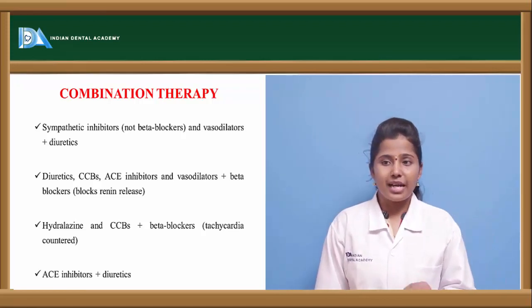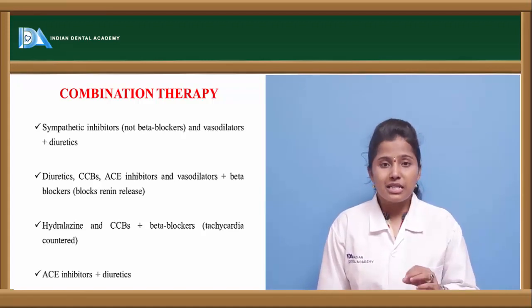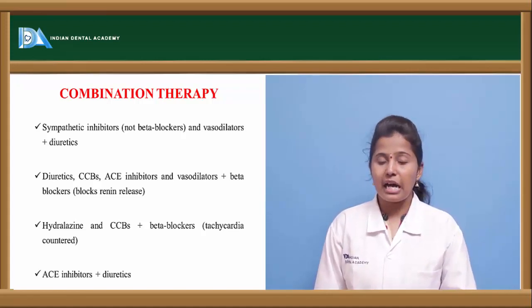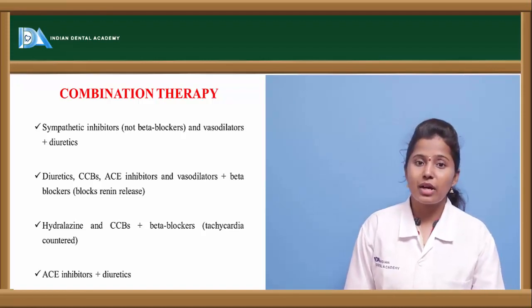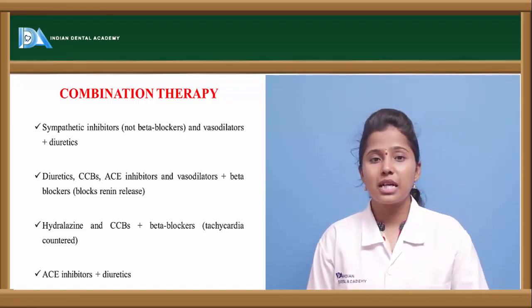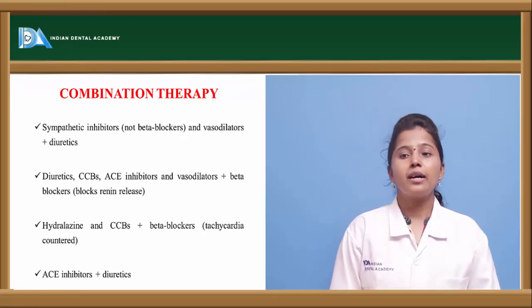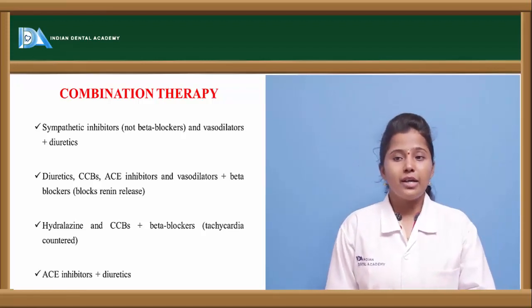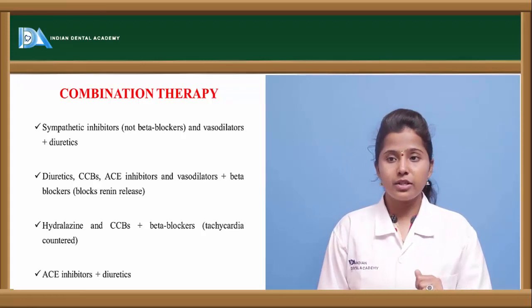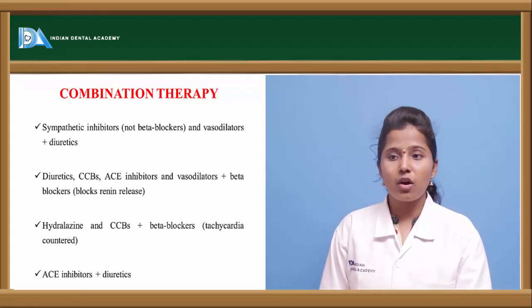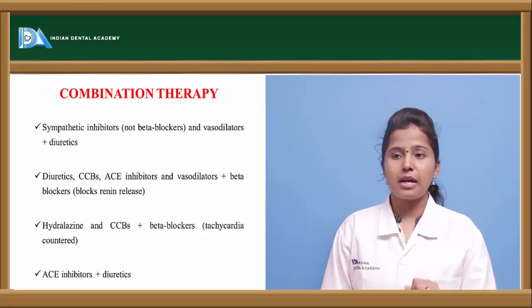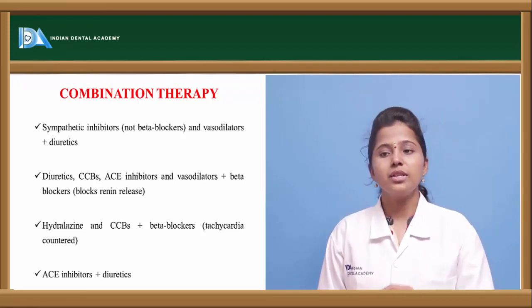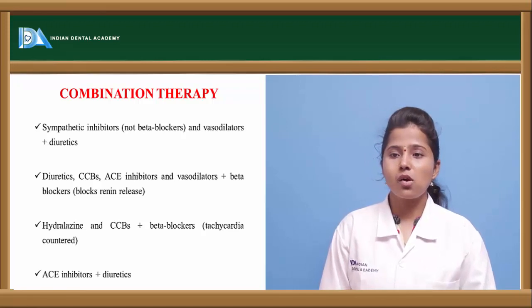Sympathetic inhibitors, except beta blockers. What sympathetic inhibitors are there? Like alpha blocking agents and vasodilators. Alpha blocking agents and vasodilators along with diuretics can be used as a combination. The other combinations include diuretics with beta blocking agents, or calcium channel blockers with beta blockers, ACE inhibitors with beta blockers, and vasodilators with beta blockers can be used in combination.